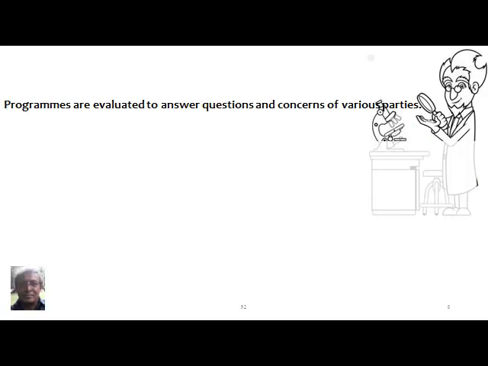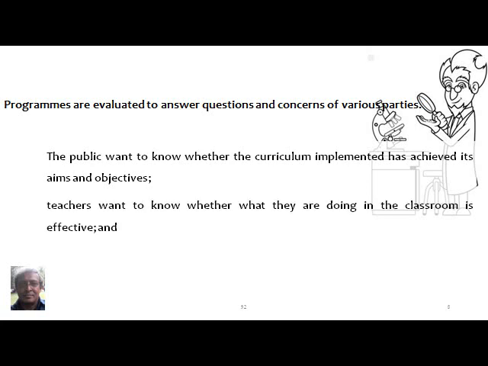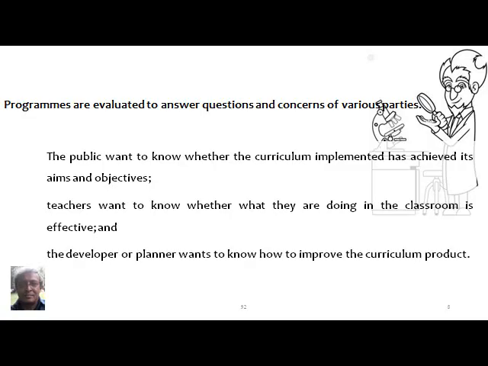Programs are evaluated to answer questions and concerns of various parties. The public want to know whether the curriculum implemented has achieved its aims and objectives. Teachers want to know whether what they are doing in the classroom is effective. The developer or planner wants to know how to improve the curriculum product.